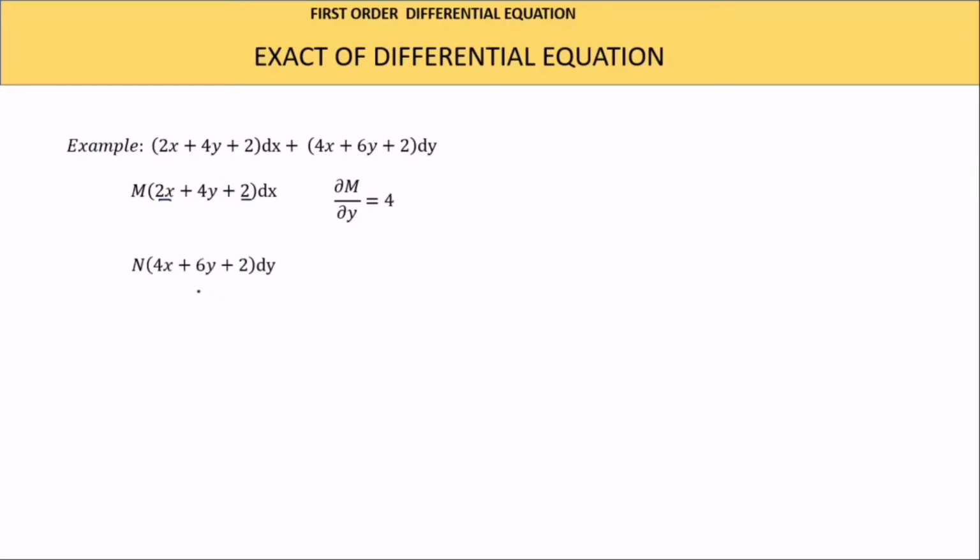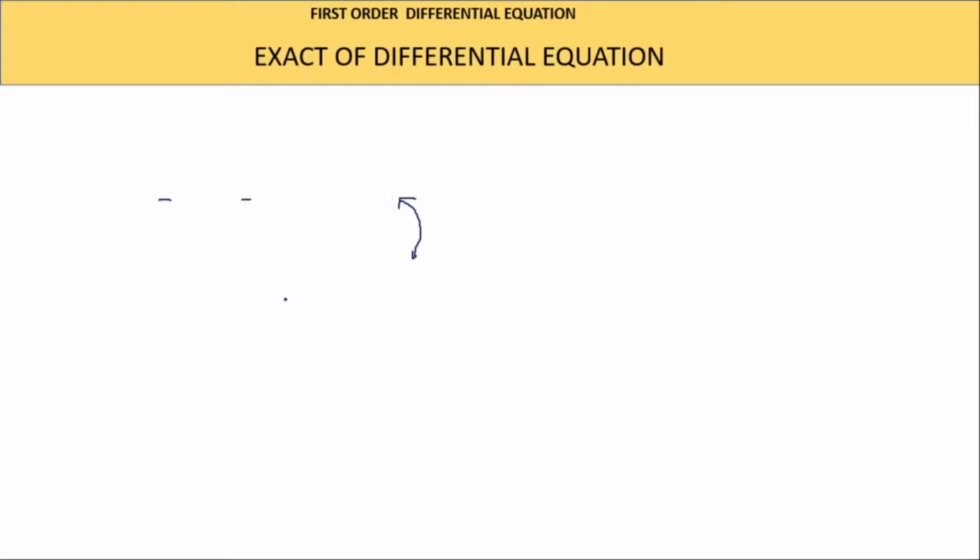Now let's do the second one. With the second one, we are going to partially differentiate with respect to x. So when you do that correctly, you're going to get 4. Yes. So this and this are the same.